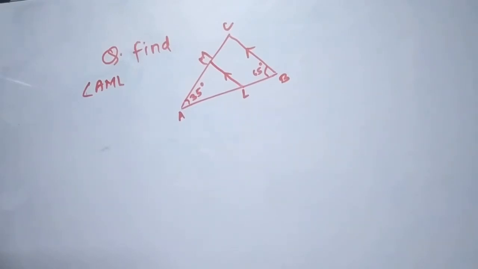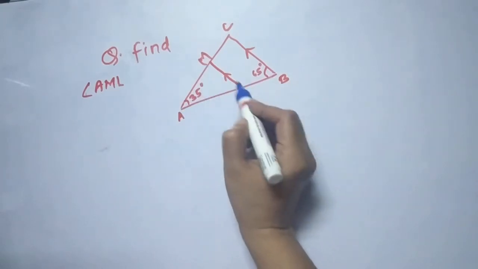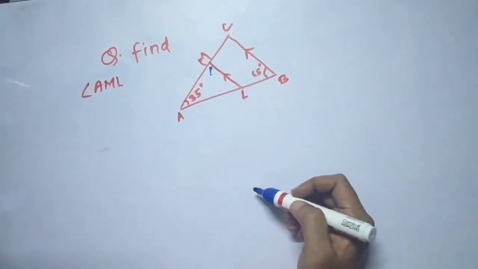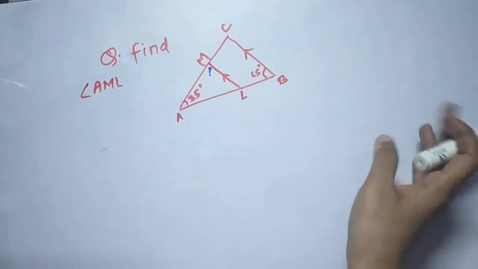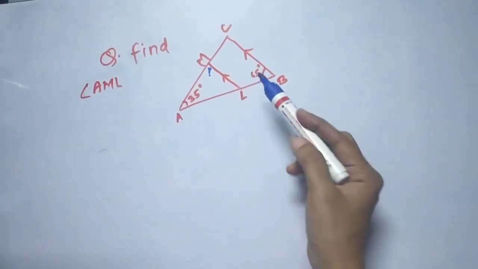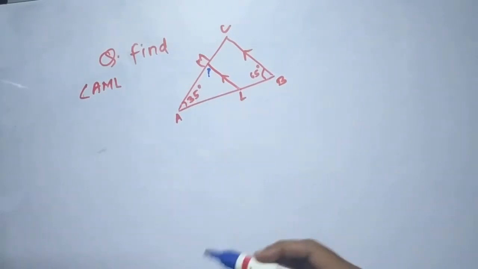So dear students, now we need to find out here in this diagram angle AML. AML, this angle we have to find out. So friends, here we have to use the concept of the lines and angle, that is the parallel line concept. And at the same time we will use the triangle and its properties also.